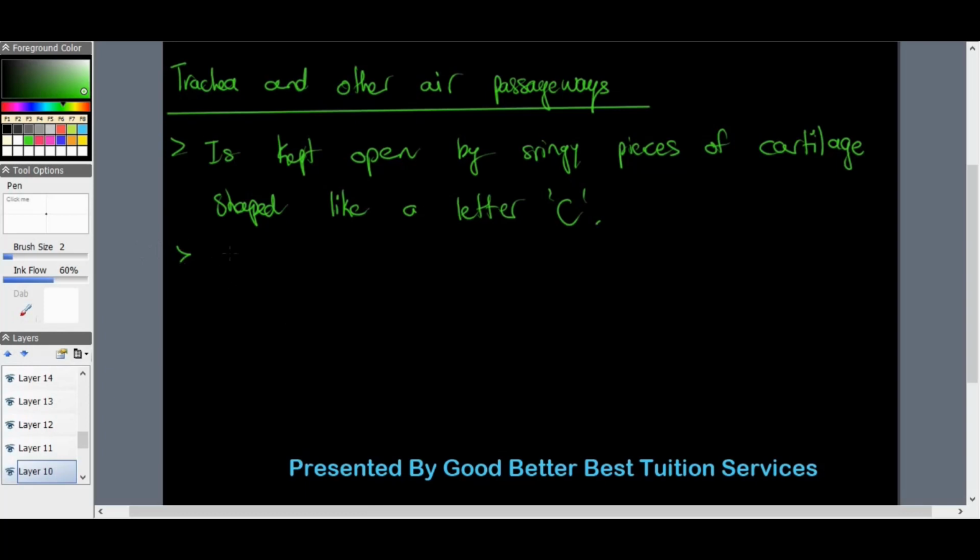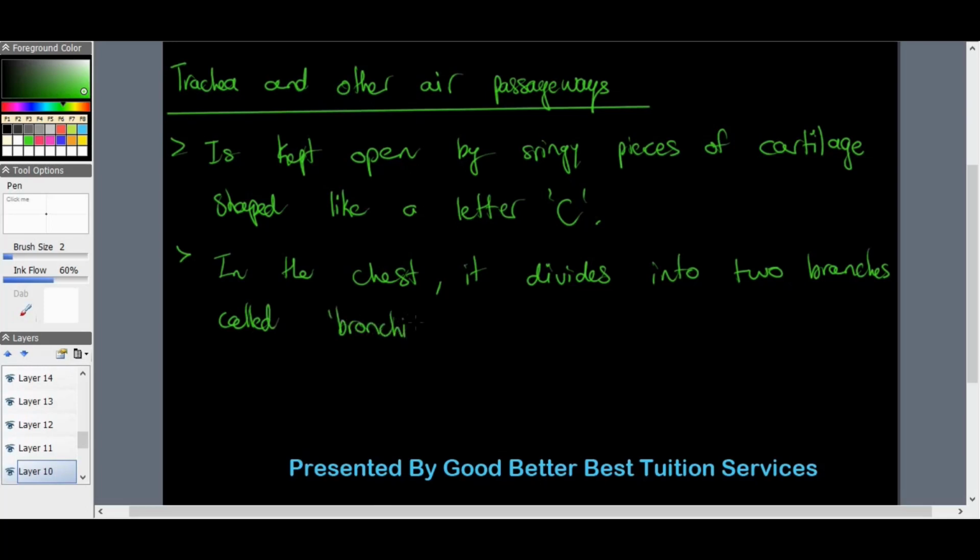Of course, moving down now to the chest, one of my favorite body parts. In the chest, the trachea divides. As we saw, it's split into two branches. They're called the bronchi, of course, one for each lung. So, for the lungs. All right, fantastic.